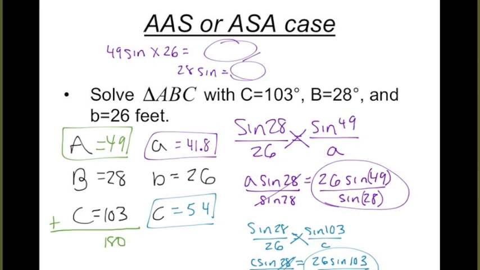Can you go over how you set up the fractions? Yep, we want to do sine of an angle over its matching side. Since I know both parts of letter B, that's where I start, and I do sine of angle B, which was 28, over its matching side, side B, 26. And then I do the same thing for another letter. So when I did C, I did sine of 103 over the little c. Okay. And then solve those by cross multiplying.